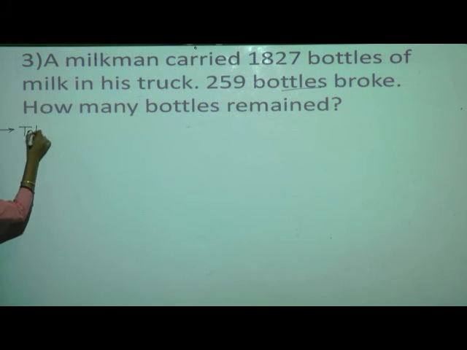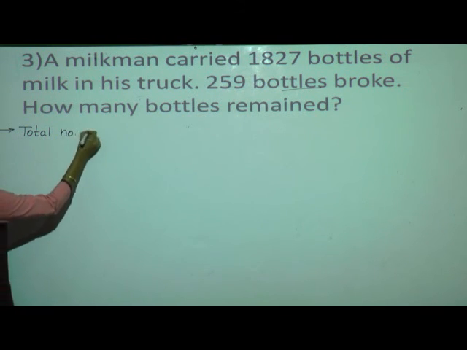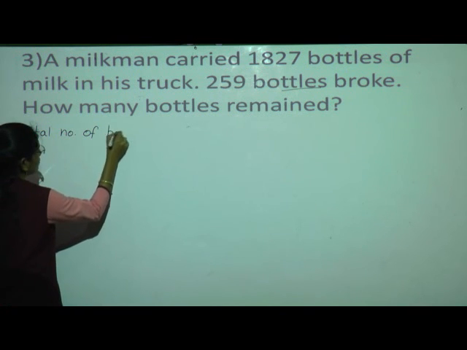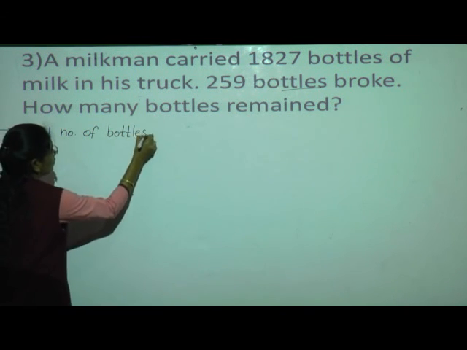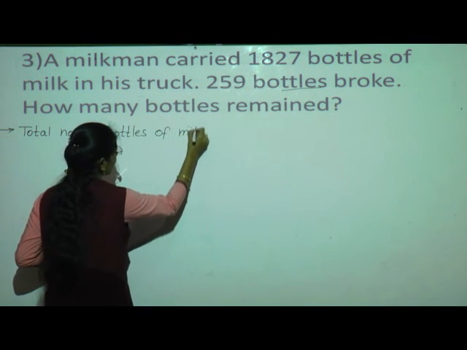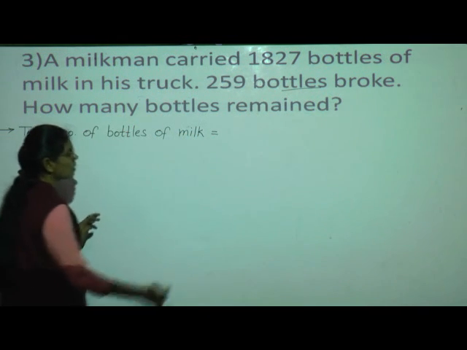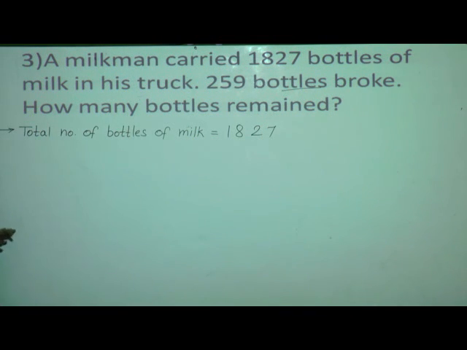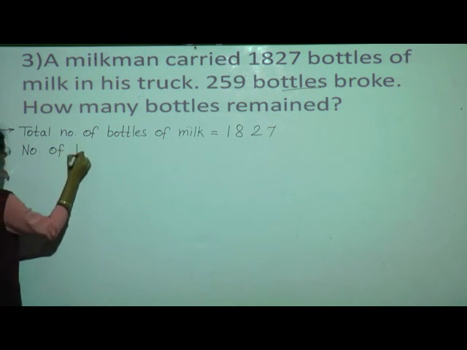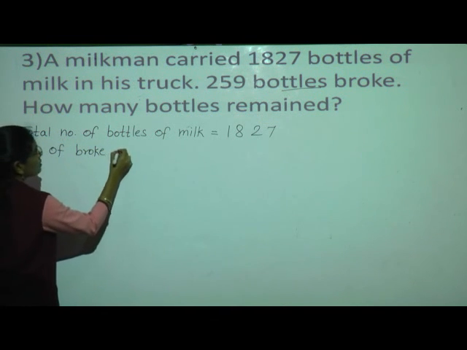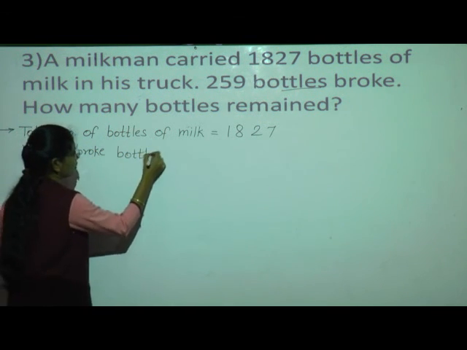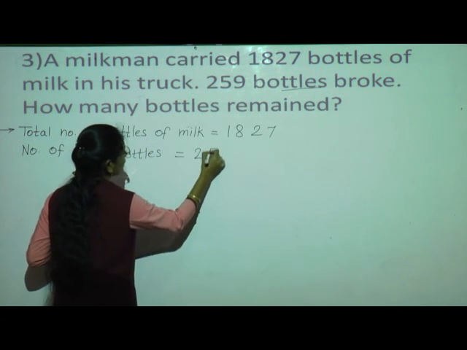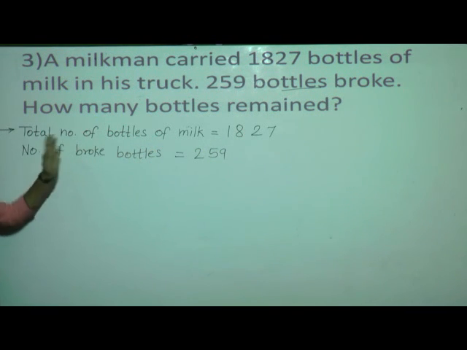Total number of bottles of milk first. How many bottles were there? Yes, 1827. Then how many bottles broke? Number of broke bottles. How many bottles broke? 259. And the question is, how many bottles remain? So let us do the subtraction now.